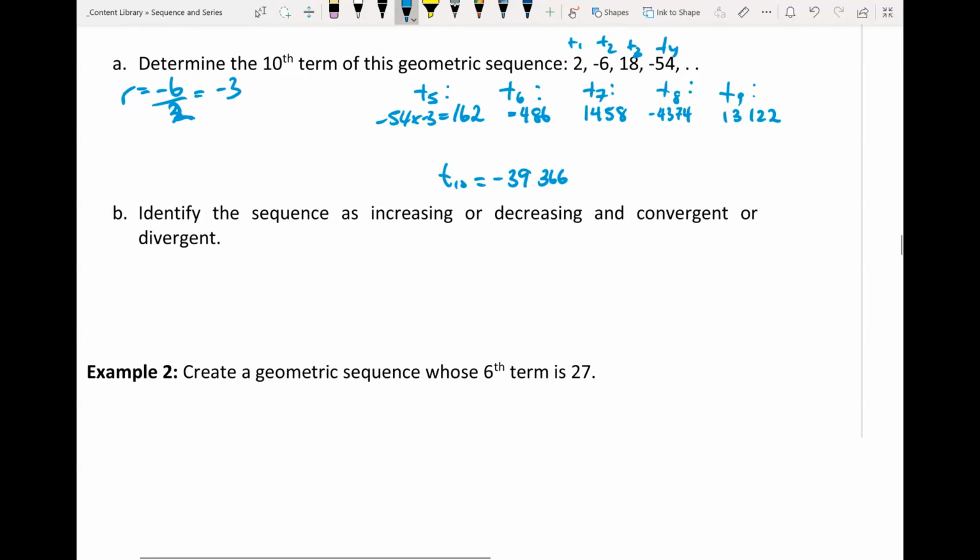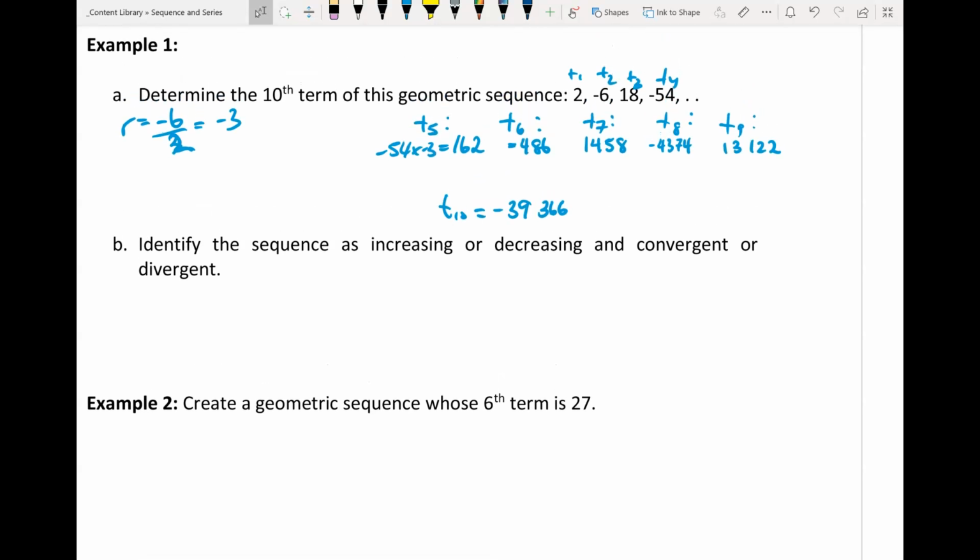And is this sequence increasing, decreasing, and convergent or divergent? Because we're alternating between positive and negative numbers, this is a neither. It's neither increasing or decreasing. And because of this, it's also divergent. It's not tending towards any certain number.